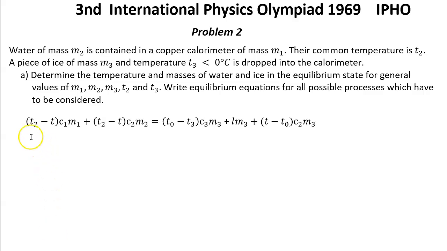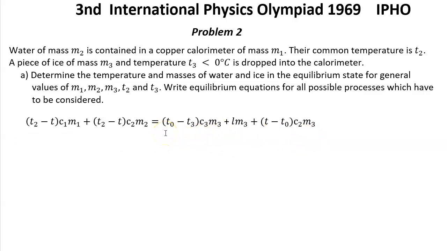It means that if we put on the left side all the heat which was taken from the water and the calorimeter, we have (T2 minus T) multiplied by C1 M1 plus (T2 minus T) multiplied by C2 M2. This is all the heat which was taken. On the right side we have ice.